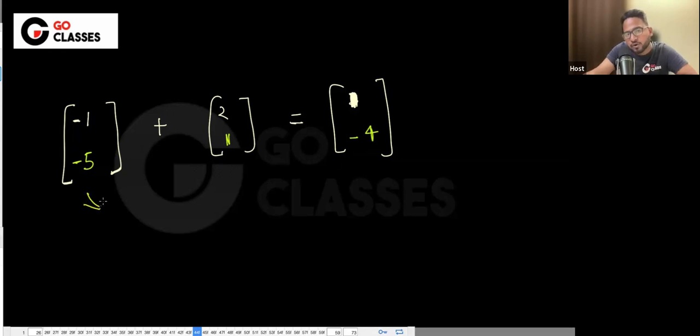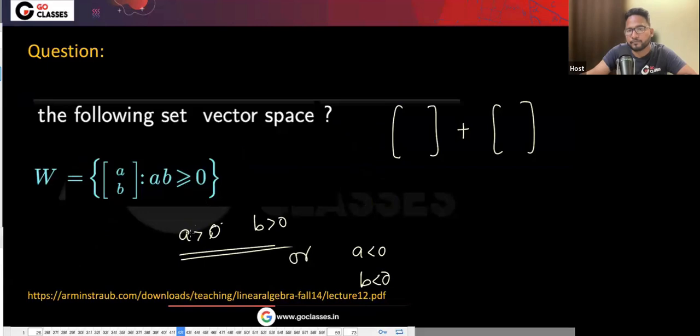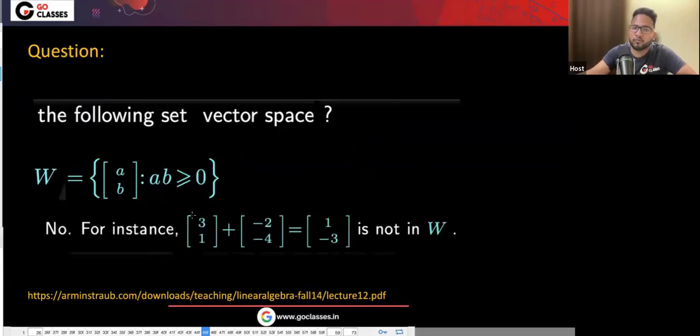So this belongs to W. This also belongs to W, but the linear combination of them does not belong to W, right? So that is why this W is not a vector space. Understood? So what is the answer? This is not a vector space. For instance, they have given some example. That's fine, right? So for example, this is in W, this is also in W, but this is not in W.